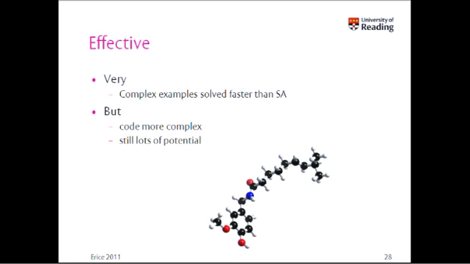We compared it in a paper in J. Appl. Cryst. many years ago now to simulated annealing and found that it was substantially more efficient. This is the crystal structure of capsaicin, the hot component of chili peppers. And we could solve that substantially faster with HMC than we could with simulated annealing. But we've still got to get around to coding it up properly. So maybe when we retire, we shall do that. The potential there is very high and something really that we should pursue.